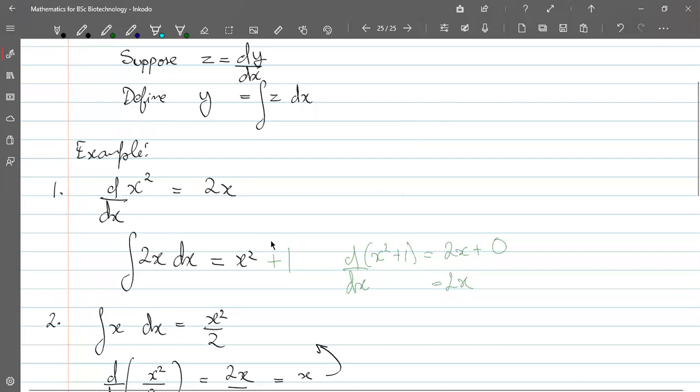Several things when differentiated give you the same thing because the derivative of a constant is 0. So if you differentiate x square plus 1, you get 2x; x square plus 2, or x square plus pi, or x square minus 5, any of these when differentiated gives 2x. So the actual inverse is not merely x square, but x square plus c, where c is a constant. We'll take that convention now.